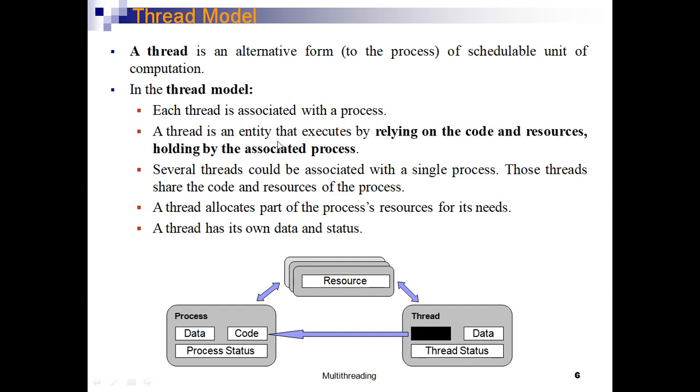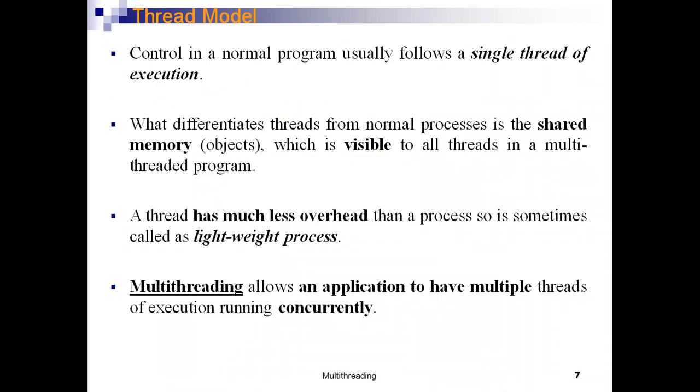A thread is an entity that executes by relying on code and resources held by the associated process. So by this time you have come to know what is meant by thread and what is meant by process. So a thread will be under the process. Process is the whole picture, but a thread is a picture which is under the control of the process. Control in a normal program usually follows a single thread of execution. That means if no thread is available under the process, it is said to be a single thread of execution. What differentiates a thread from a normal process is shared memory, which is visible to all threads in the multi-threaded program.